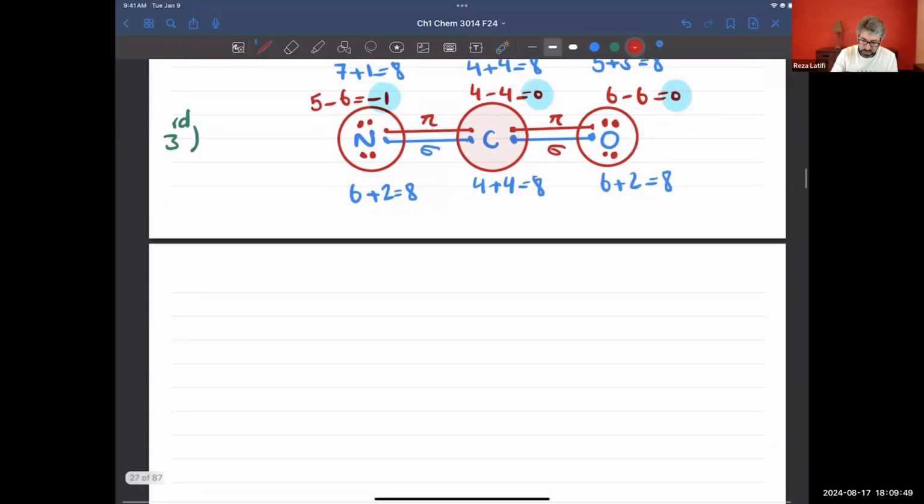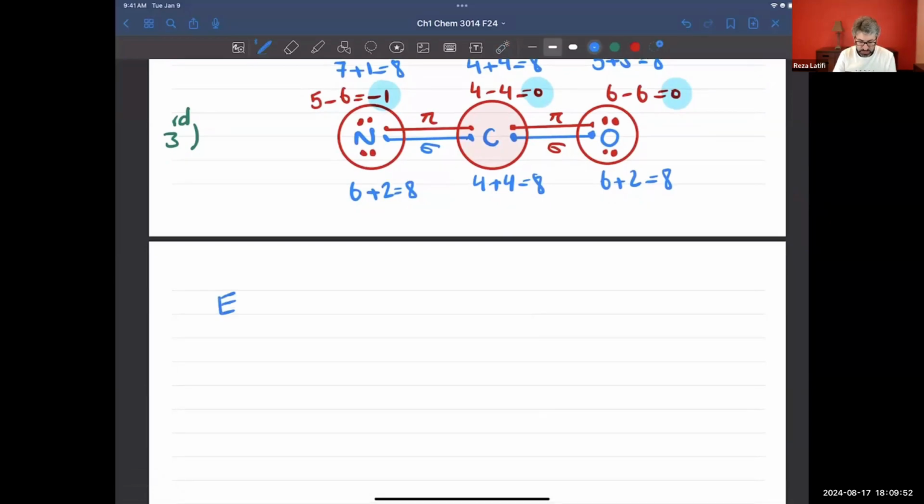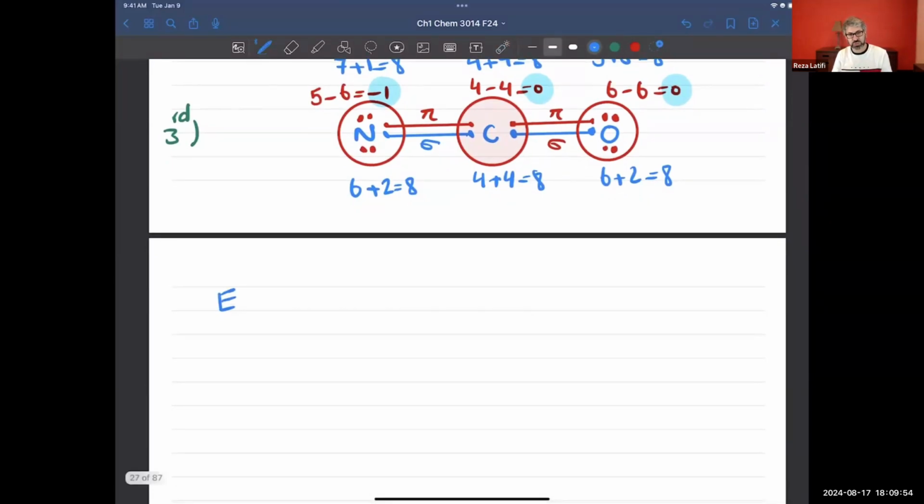So the structure with the highest energy will be number 2. It will be the most unstable. The most unstable structure is going to be the worst one.